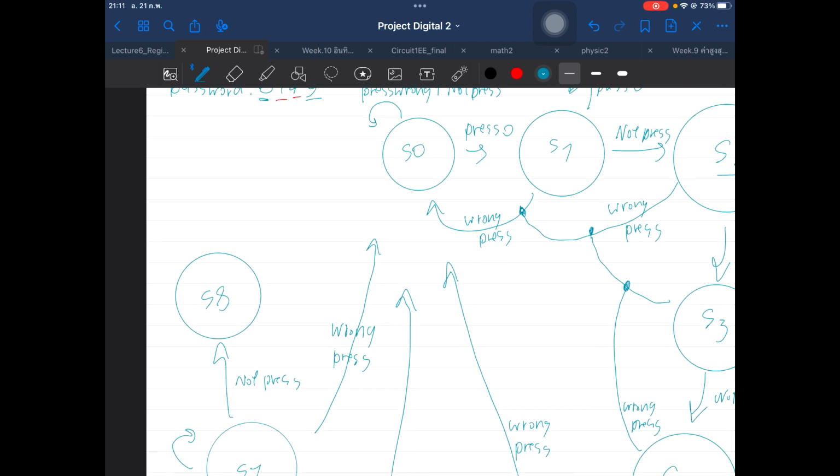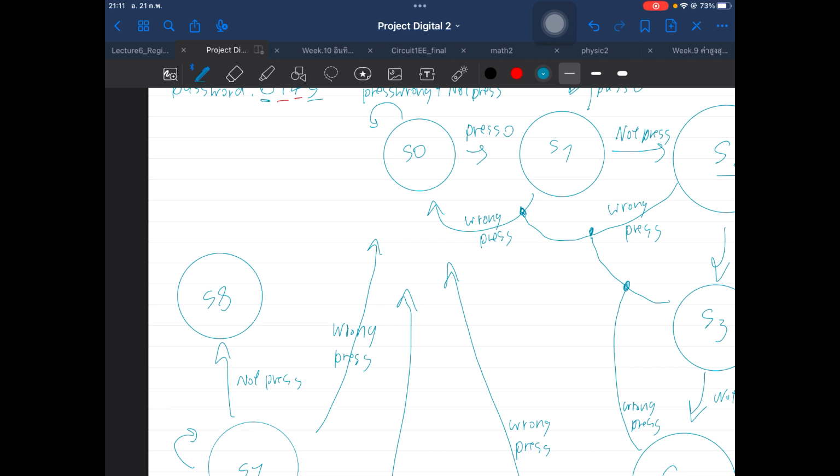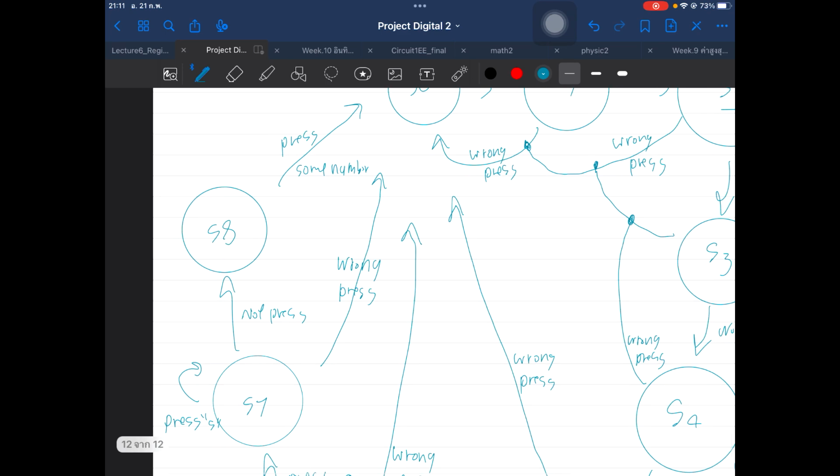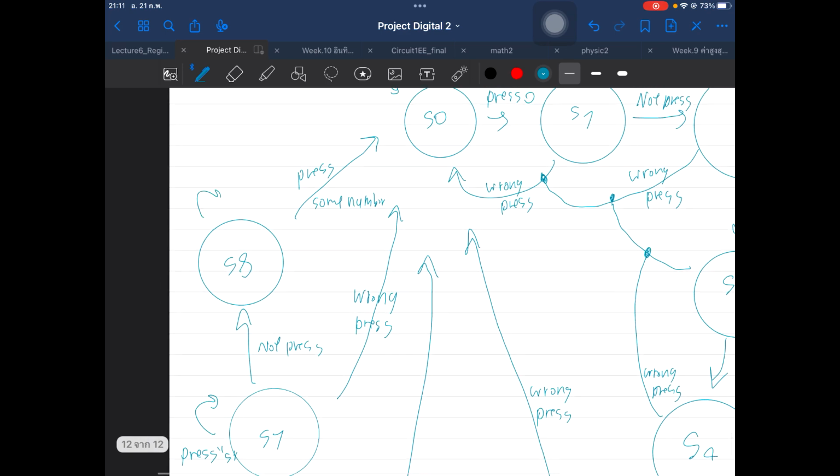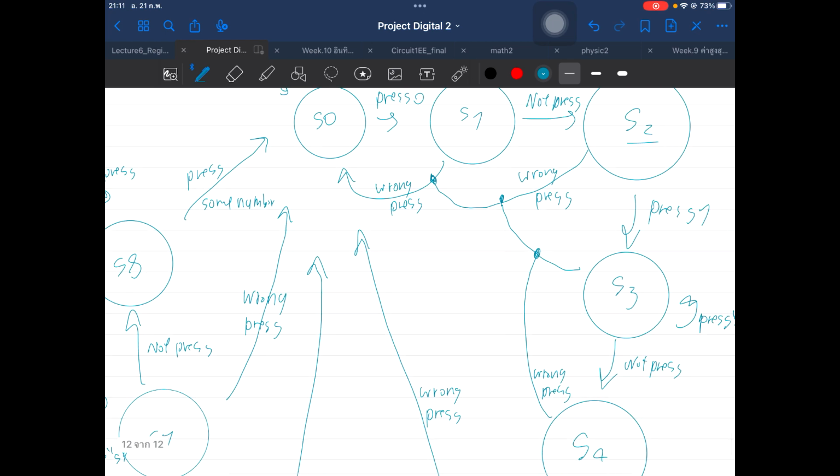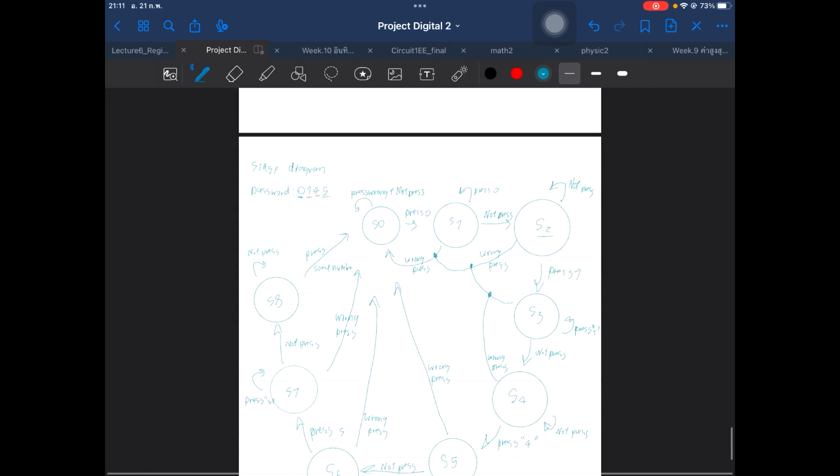And in state 8, when you press some number, it will go to state 0 immediately. But if I'm not pressing the button, it will stay in state 8. And this is all of my state diagram.